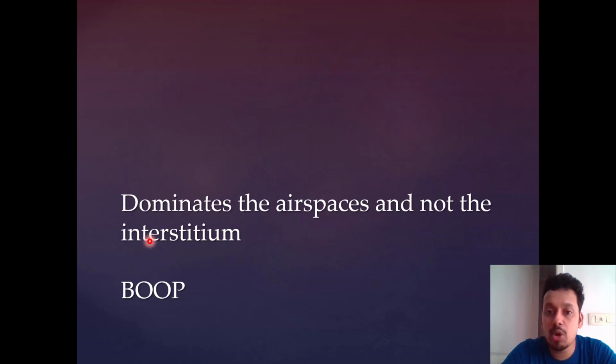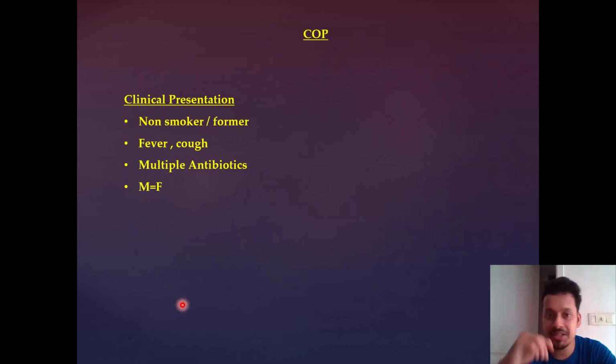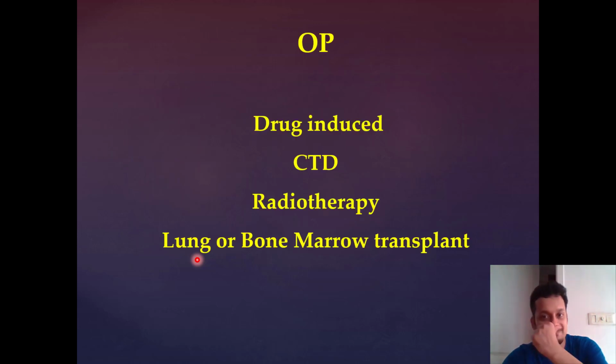This is a disease which dominates the air spaces and not the interstitium. Although it is classified as an interstitial lung disease, the disease predominantly affects the air spaces. Previously, it was called bronchiolitis obliterans organizing pneumonia, although the term is now outdated. It usually occurs in non-smokers. We already saw that it is associated with fever, cough, and the patient would have had multiple antibiotics prior to presentation.